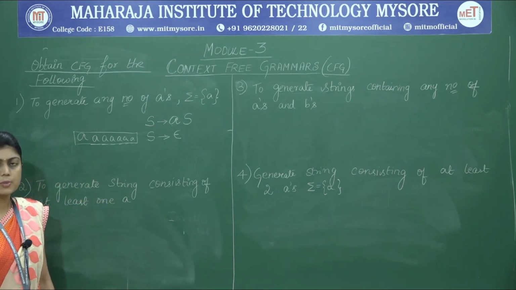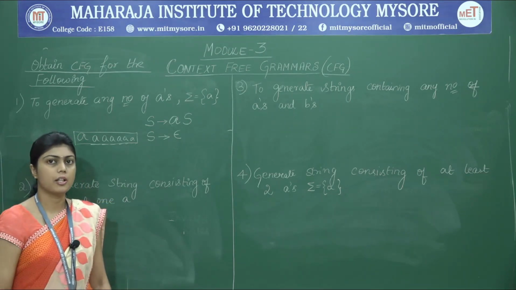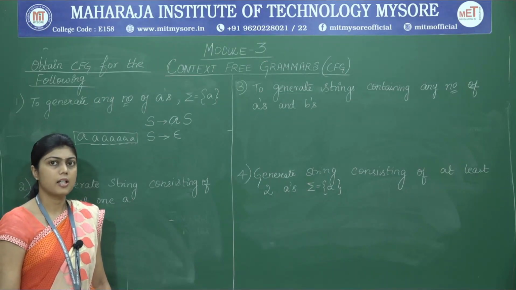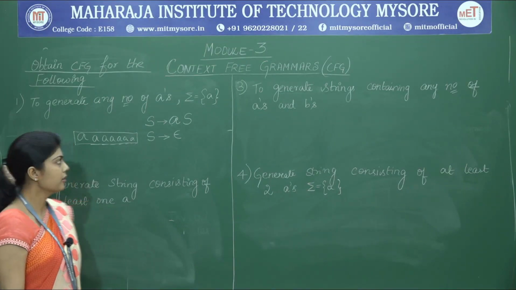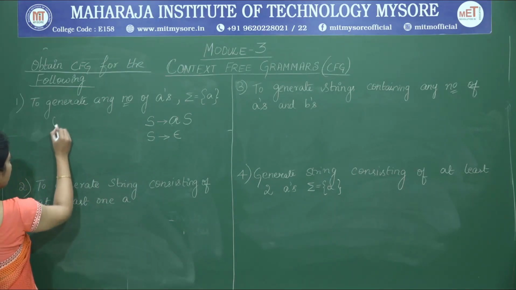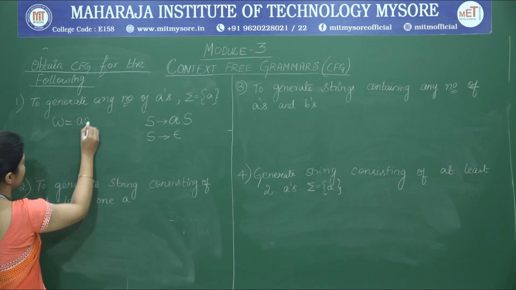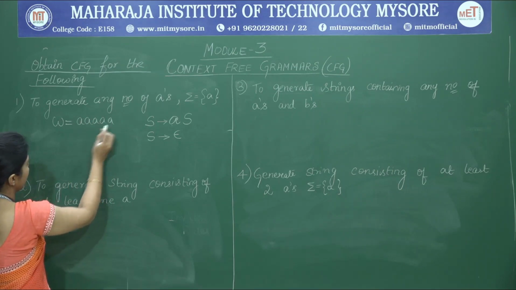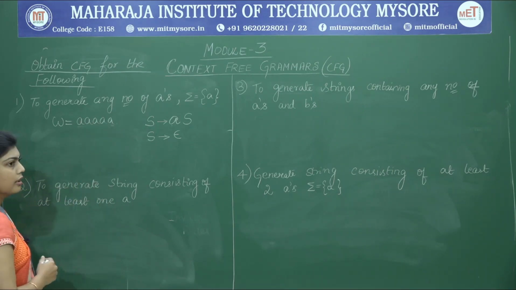So for the very first problem, we will also do the derivation and check if the desired number of A's can be produced by this grammar rules. So here suppose I require W is equal to, and there are 5 A's in the W.